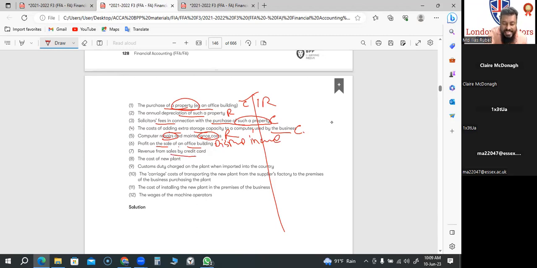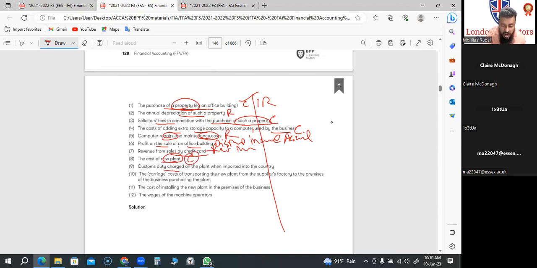Revenue from sales. This is neither an expense, yeah, it's an income again, but this is not from an asset, it's a revenue income. Make sense? Am I understood? Revenue income. Okay, I helped you. The cost of new plant. What do you think? Come on, easy peasy lemon squeezy. Yeah, it is capital expenditure.